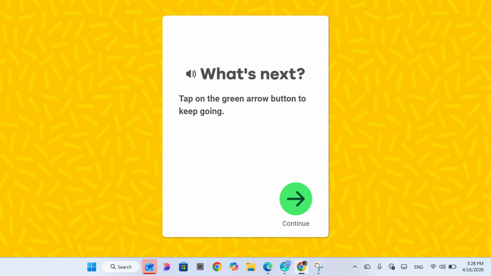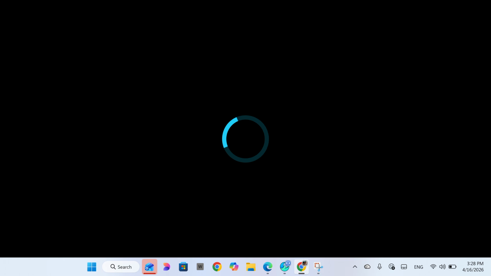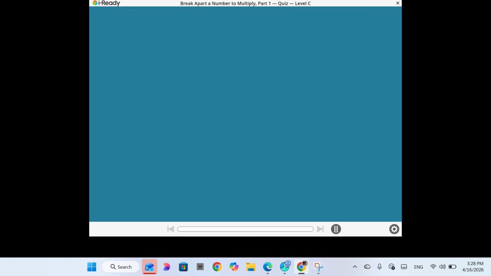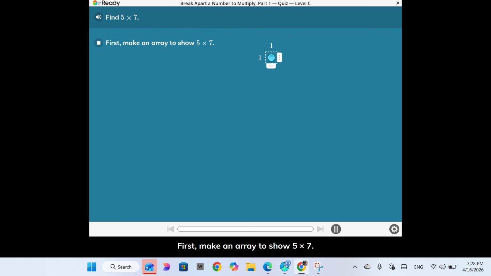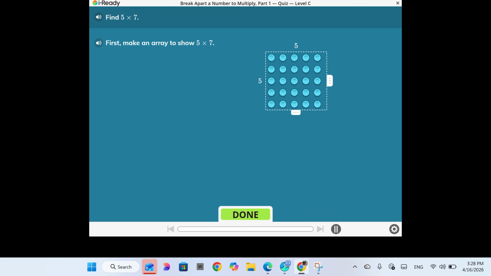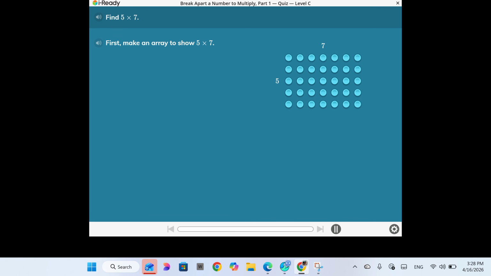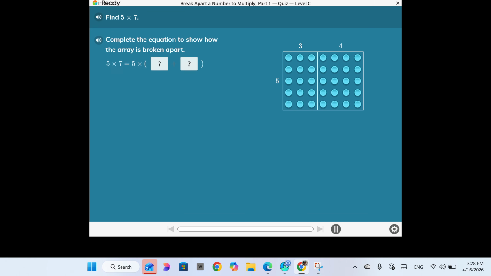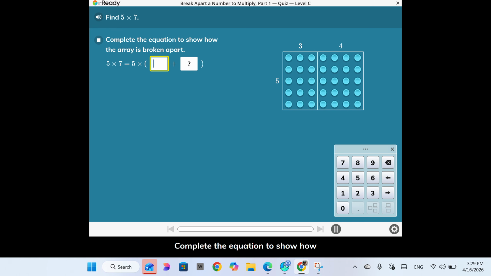What's next? Find 5 times 7. First, make an array to show 5 times 7. This is one way to break apart the array into 2 smaller arrays. Complete the equation to show how the array is broken apart.